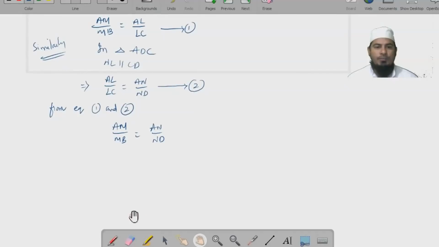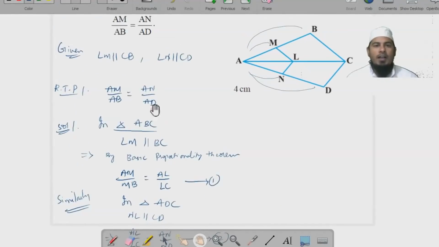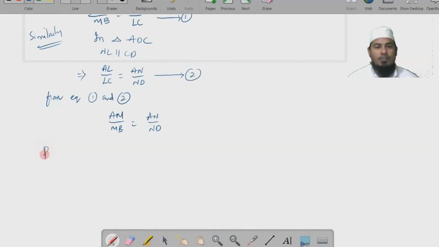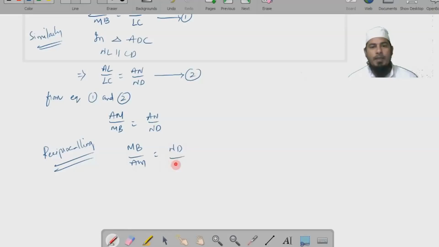But this is not the solution, we want AM by AB, the full side, which is in the denominator. We already know that whatever we want to increase will be in the numerator. So how can we increase it? First of all, take reciprocals. So it implies MB by AM is equal to ND by AN.